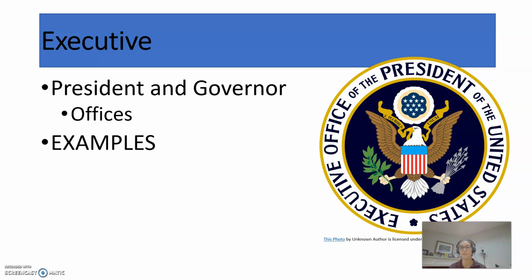This is the President of the United States, and at each state level, it also includes each governor. And so there's your executive branch. And then I do want to mention one other branch of government that is not mentioned in the Constitution.